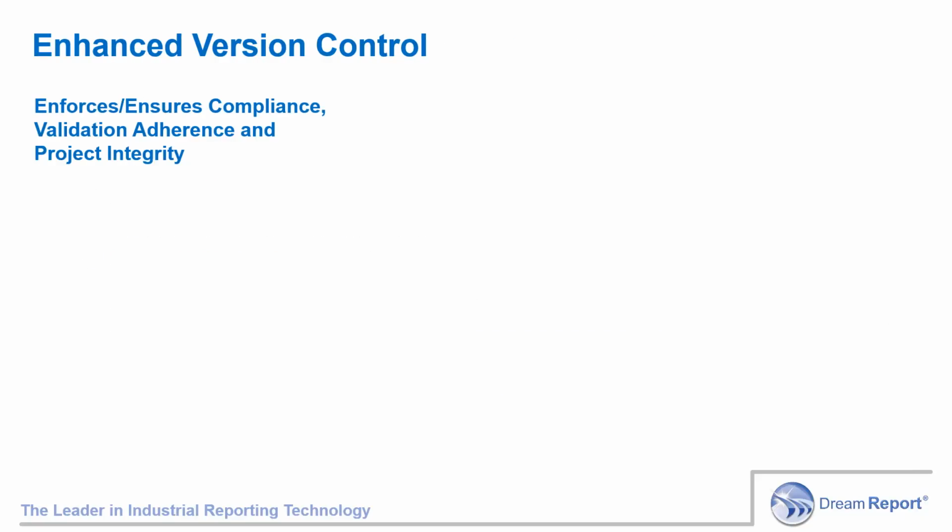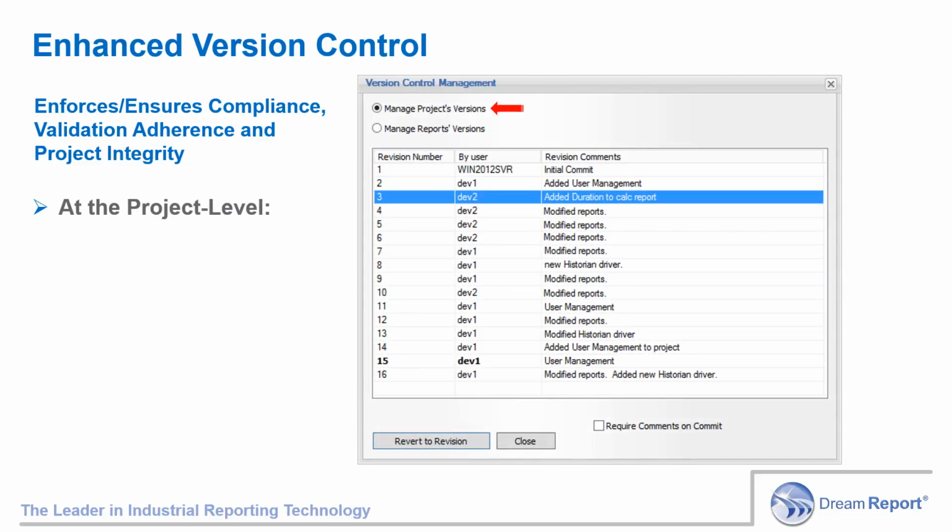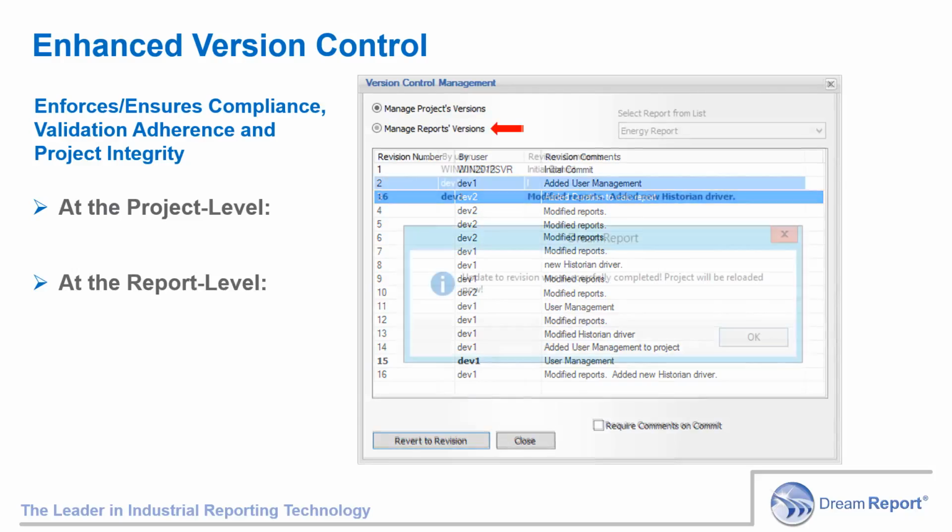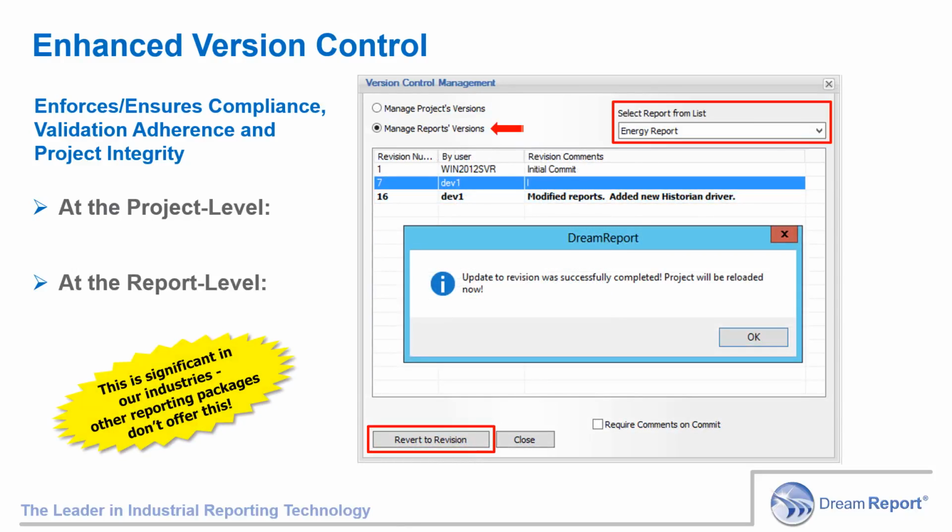The enhanced version control enforces and ensures compliance, adherence to validation requirements, and project integrity. At the project level, you can review comments by user for each modification or version and roll back to that version if needed. Or, at the report level, review comments associated with individual reports and roll back to a specific version of that report if needed. Of course, this functionality is significant in many of the industries we serve.